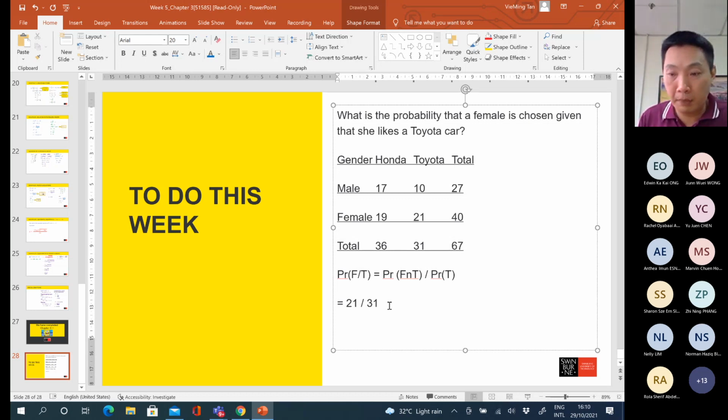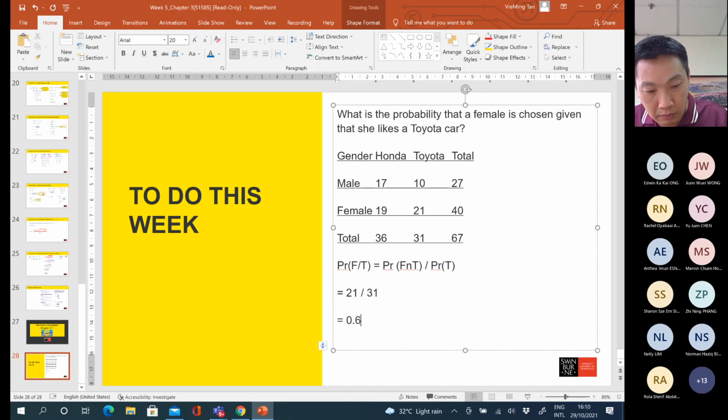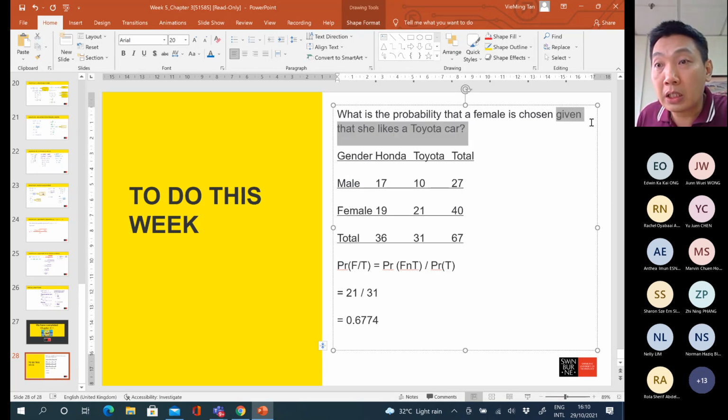Okay, let's simplify into a decimal number. So 21 over 31 is equal to 0.6774. Okay everybody, because gender and preferred car are what we call dependent events, you need to adjust your formula. Okay, this formula has to be adjusted. So the keyword is this one, given. So this is a conditional question.